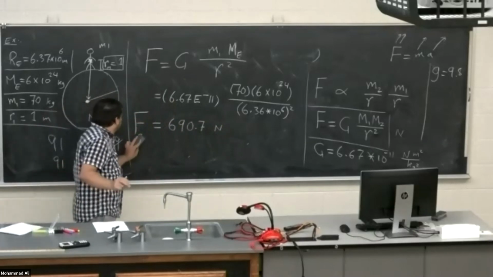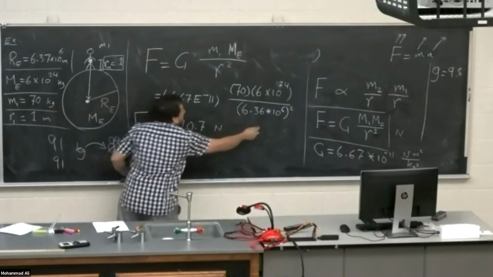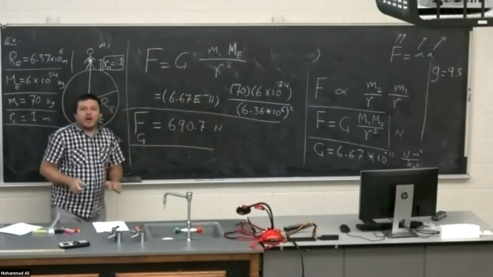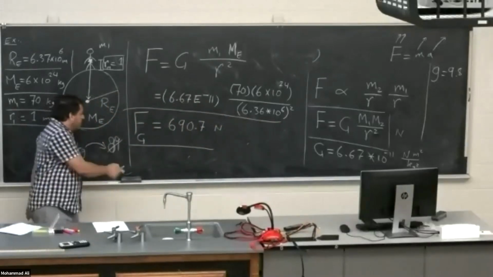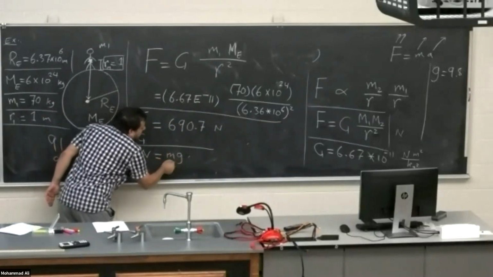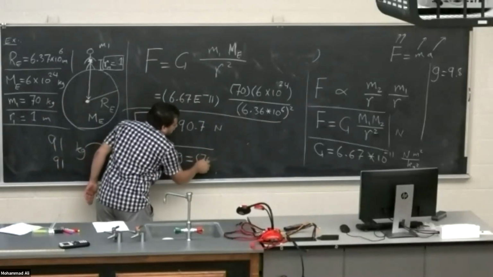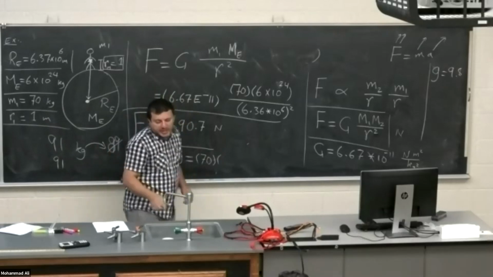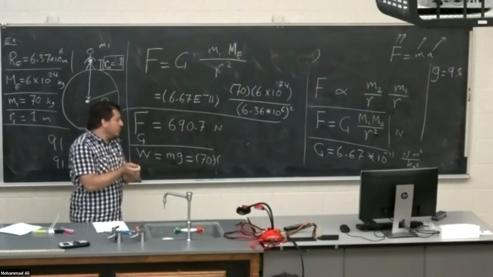I'll put it as capital G. Keep this in your mind, and remember the weight. What is the weight? The weight is the force of gravity. The weight is equal to mg, which is equal to m, which is 70, multiplied by 9.8. By the way, 9.8 is an approximated value. I will tell you the right one now.